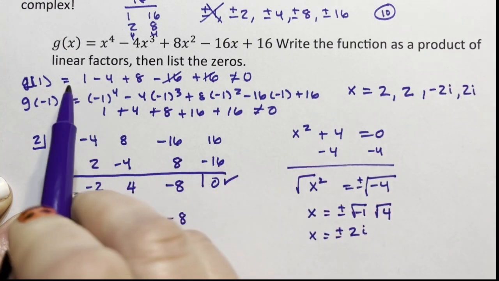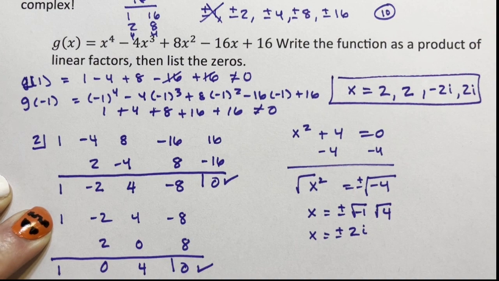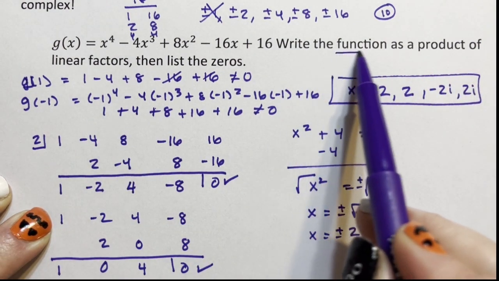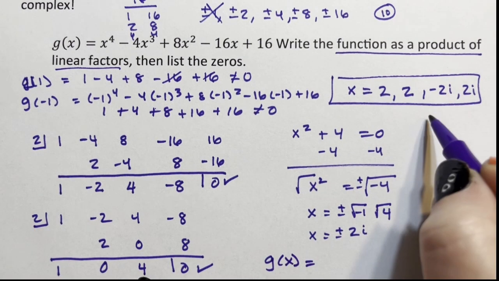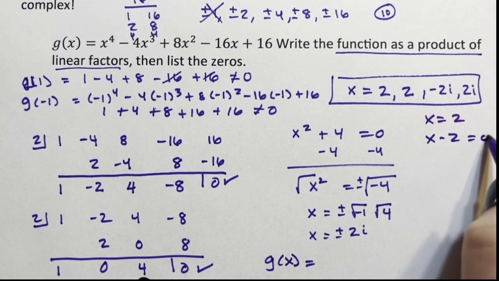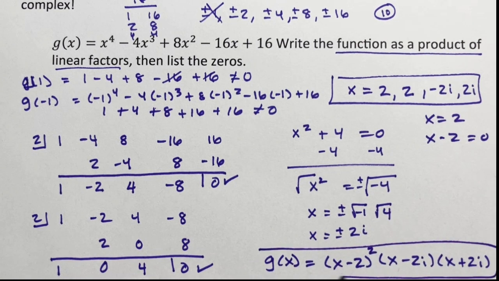So that's one of the things. It says list the zeros. And then it says write the function as a product of the linear factors. We're at g of x. So g of x equals, so if x is equal to 2, then x minus 2 equals 0. So x minus 2 squared. I could do x minus 2 times x minus 2. That would work too. Then x minus 2i and x plus 2i. Complex zeros always come in these complex conjugates. That means the pairs where one is positive and negative. So we expected that. And there we go.